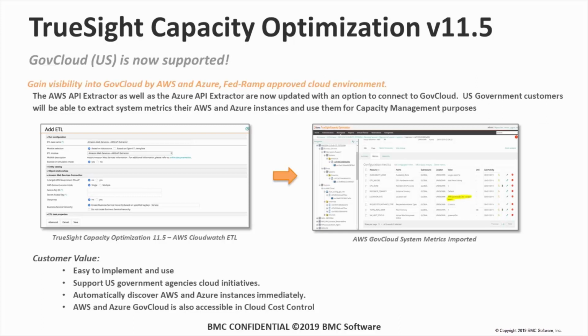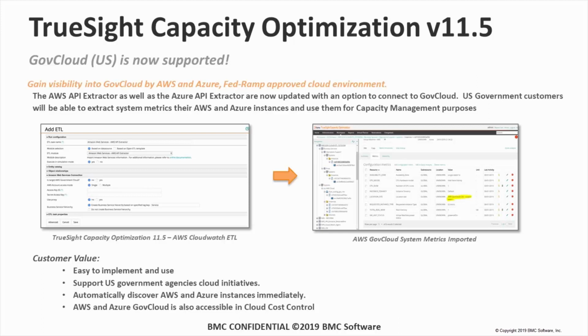Now, recently, AWS and Azure have been, I believe, approved, or at least are still in the pre-approval process, but are now allowed to provide public cloud to the federal government as a service. And so with 11.5, it reflects that change. So what this means is that TrueSight Capacity Optimization is now able to collect performance statistics in the regions that are solely dedicated to FedRAMP approved, for our government customers.